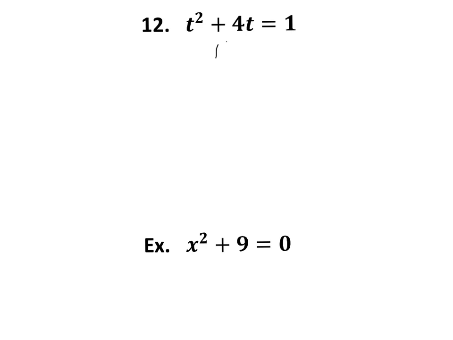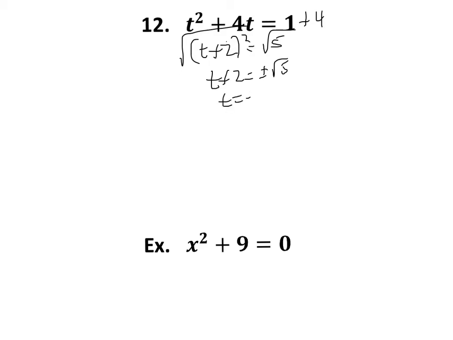So we go half of 4 is 2. 2 squared is 4. We add that to both sides. Then on the left we get t plus 2 squared equals 5. And now we square root both sides. So we get t plus 2 equals plus or minus root 5. And then we subtract 2. So t equals negative 2 plus or minus root 5. There's completing the square. Pretty easy. So if it's not factorable and your first term's 1, your second term's even, consider completing the square. It's not too bad. Now let's show you the quadratic formula.